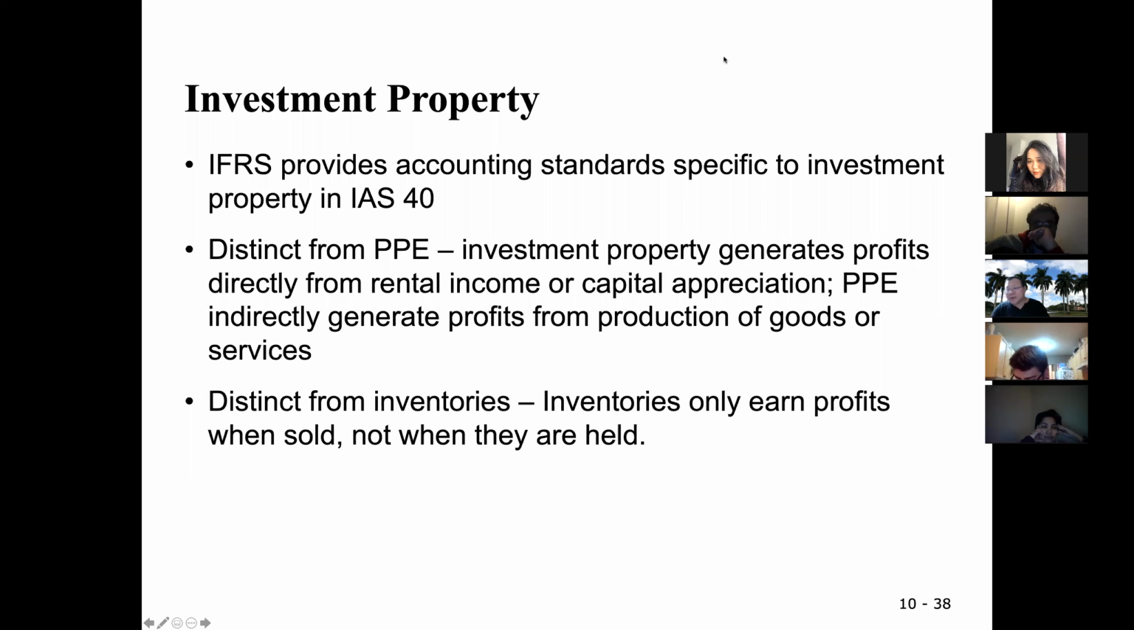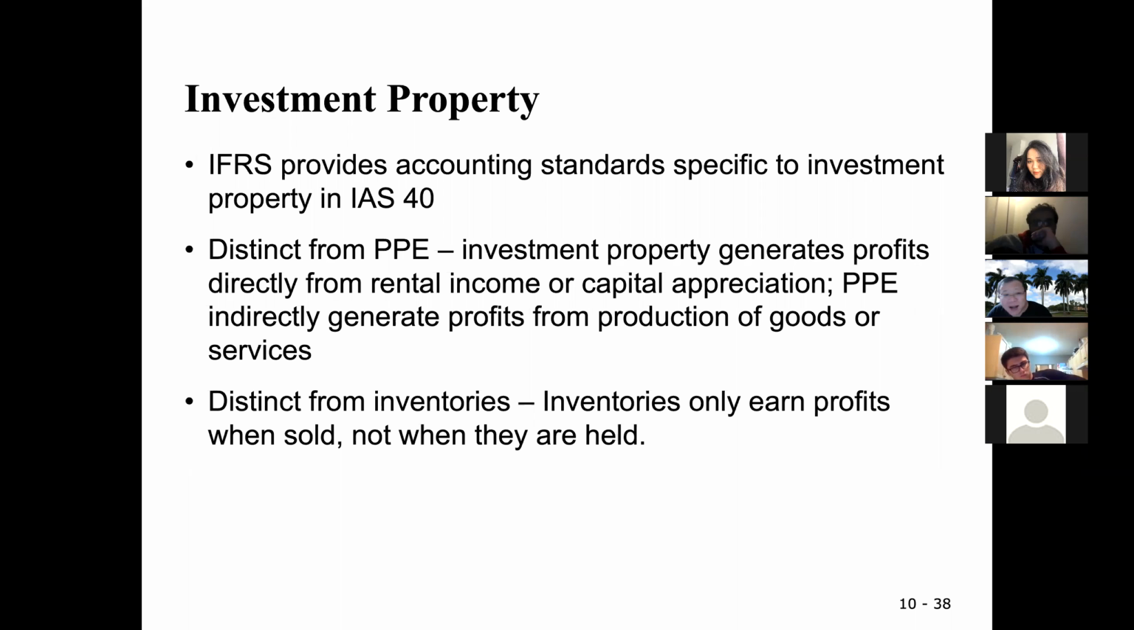So for investment properties, first you want to know what the definition is. For regular PPE, they indirectly generate revenues. They make products, they deliver services, so they generate revenues. For inventory, it is converted to cash when it is sold.